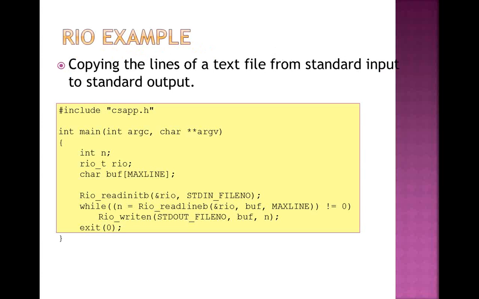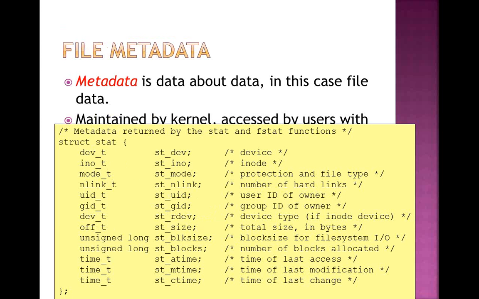We also covered one RIO example so that you are able to clarify the concept of RIO. The next topic that we covered is file metadata. Metadata is data about the data, so file metadata is maintained by the kernel and accessed by the user by using two functions, the stat function and the fstat function.